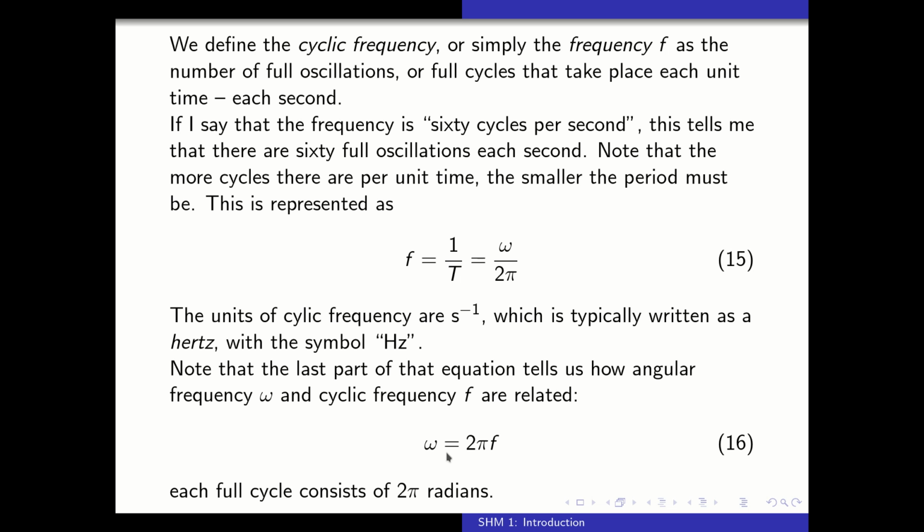And then, of course, we can manipulate that equation 15 to tell us how the angular frequency omega and the cyclic frequency f are related. Because one cycle contains 360 degrees of oscillation, or 2 pi radians of oscillation, it should come as little surprise that the angular frequency is 2 pi times the cyclic frequency.